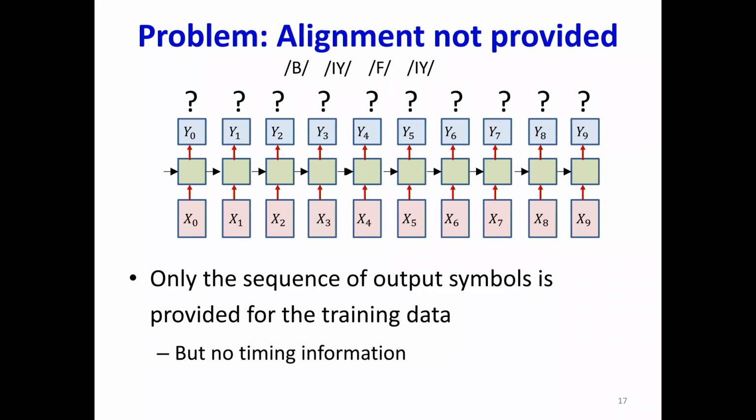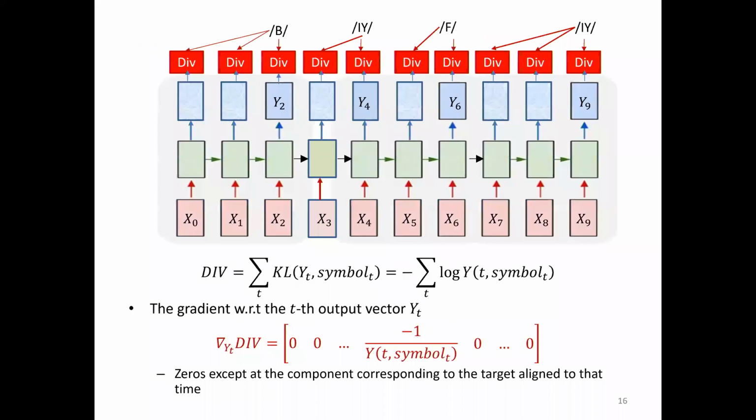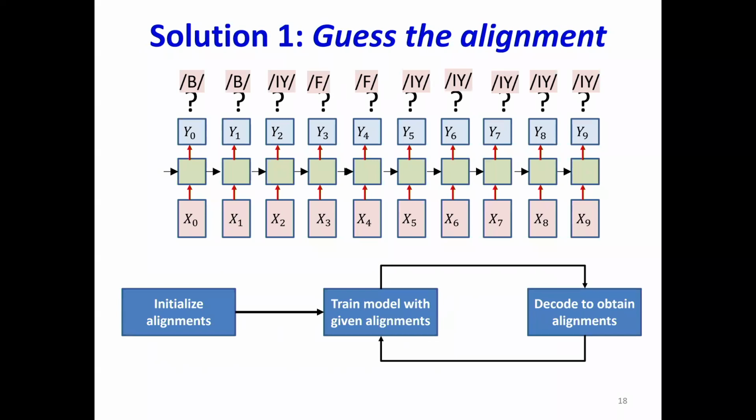So the bigger problem was, what do we do when the alignment is not provided? In this case, I have no idea where the outputs must be generated, so I can't compute this divergence or the derivative. So here, we came up with a solution. We said, let's guess the alignment. I'm given the symbol sequence. Let me take some guess as to at what input times each of these output symbols must be generated. And then once you guess an alignment, you can use that guessed alignment to actually compute the divergence and train the network.